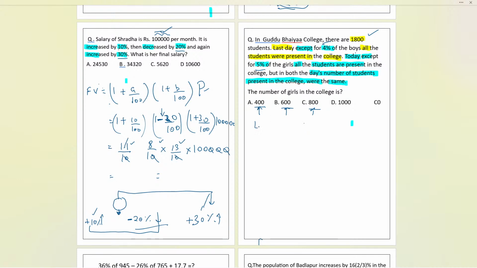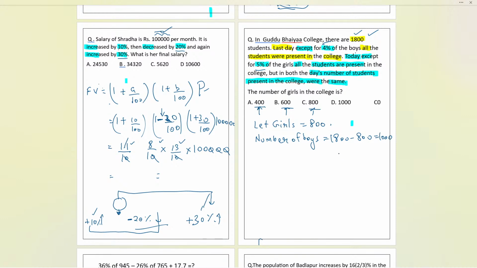So let us take over here. Let the number of girls in the college be 800. So 800 is the number of girls we have got. Now the number of boys will become what? Definitely out of 1800 we can subtract. So it will be 1800 minus 800. It will be 1000 in number.